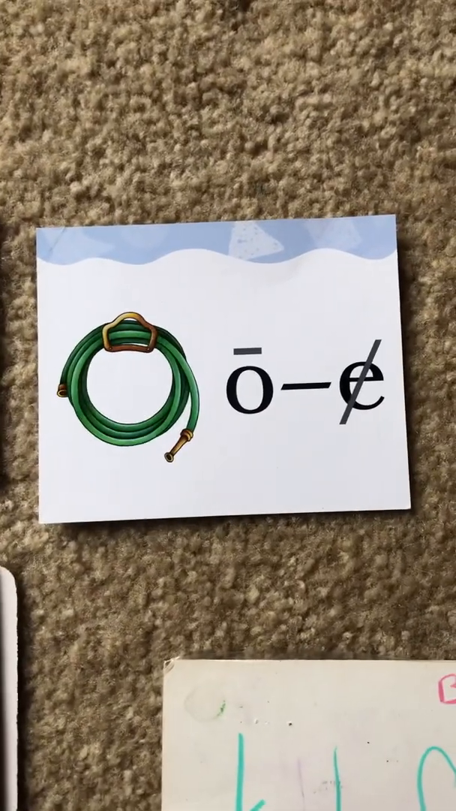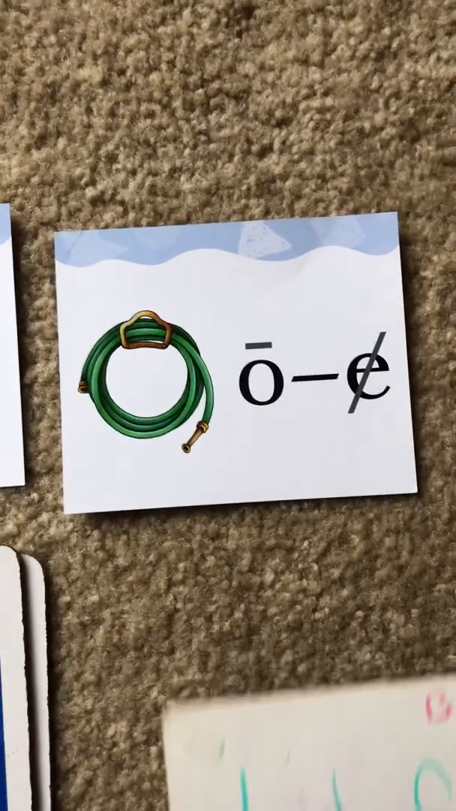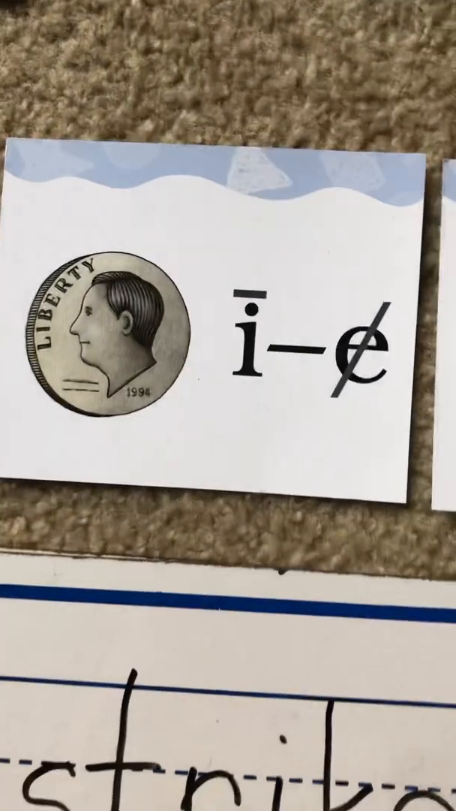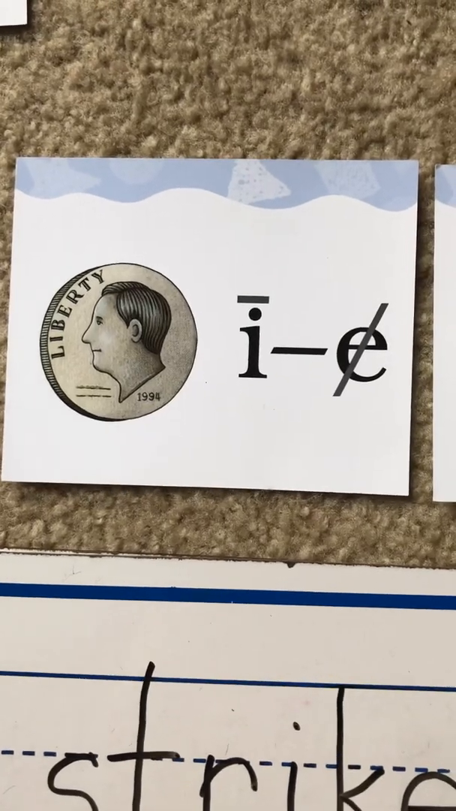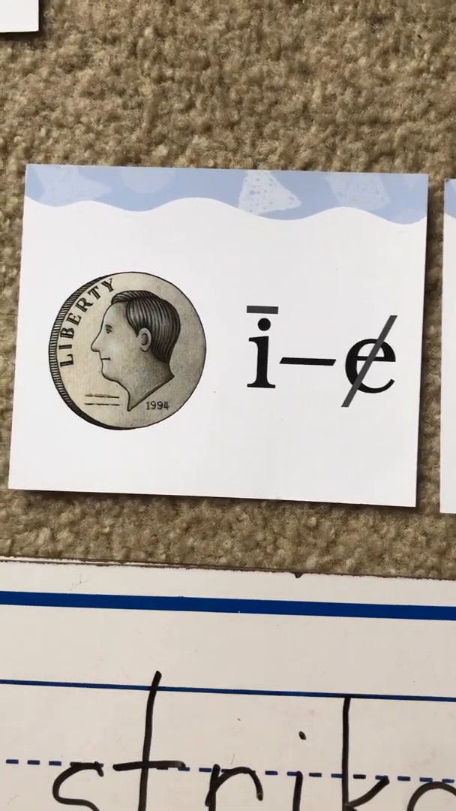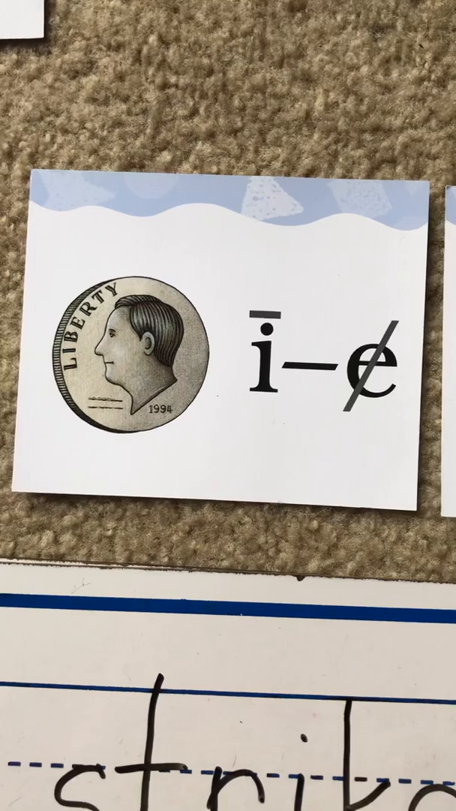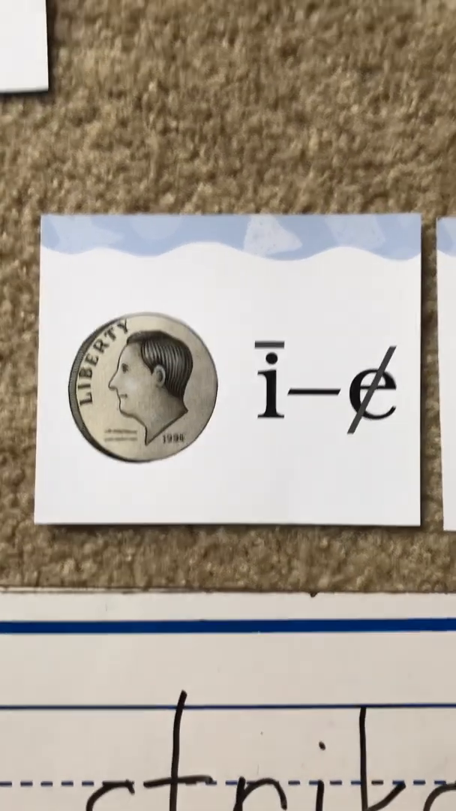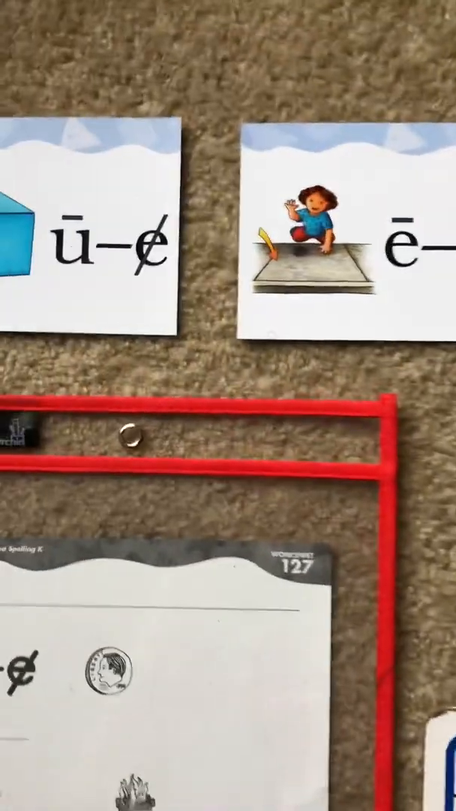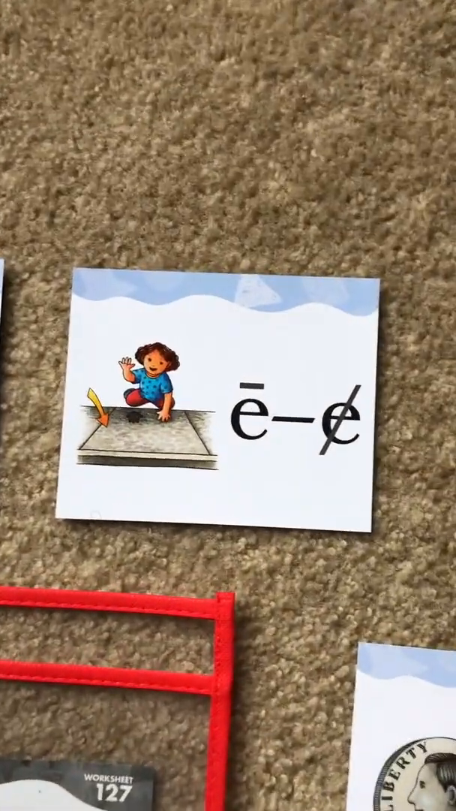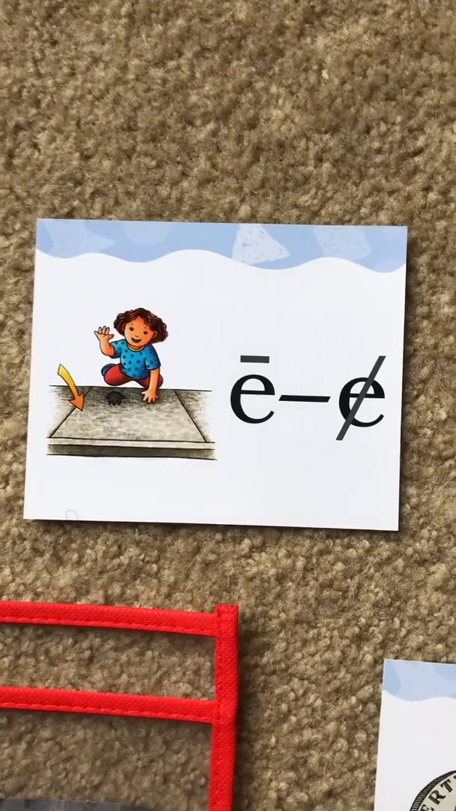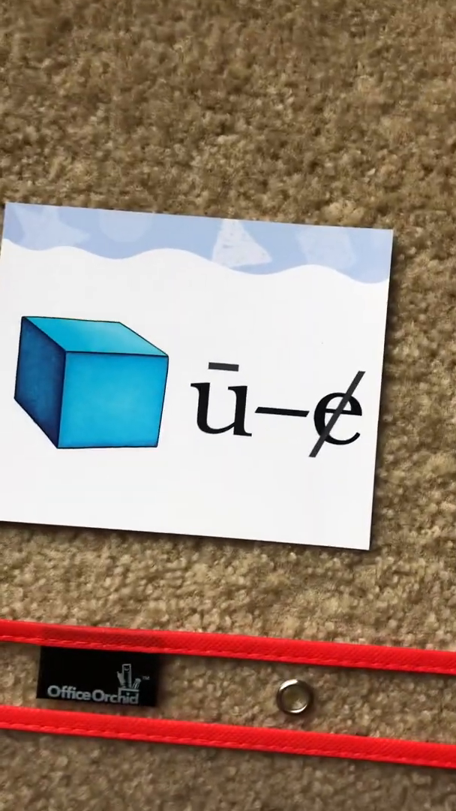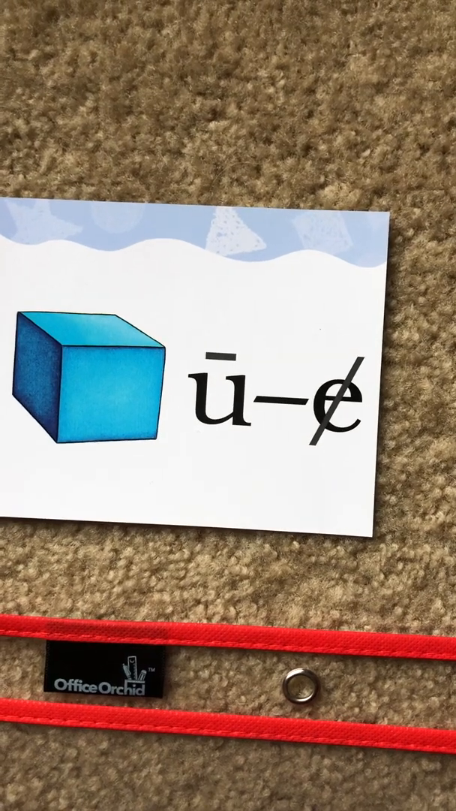We also learned about hose, O. Today we are going to talk about the long I with the sneaky E. We have our picture, dime, I. Now, we won't have time to do these lessons, but I want you to know what they are. Here is concrete, E, and cube, U.